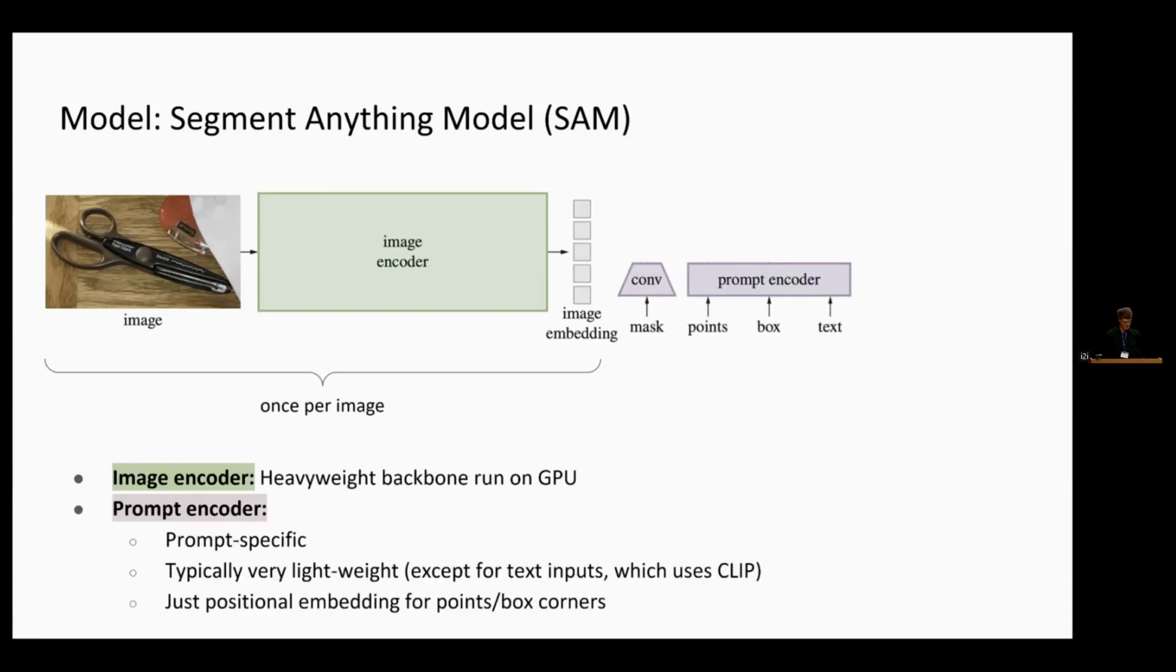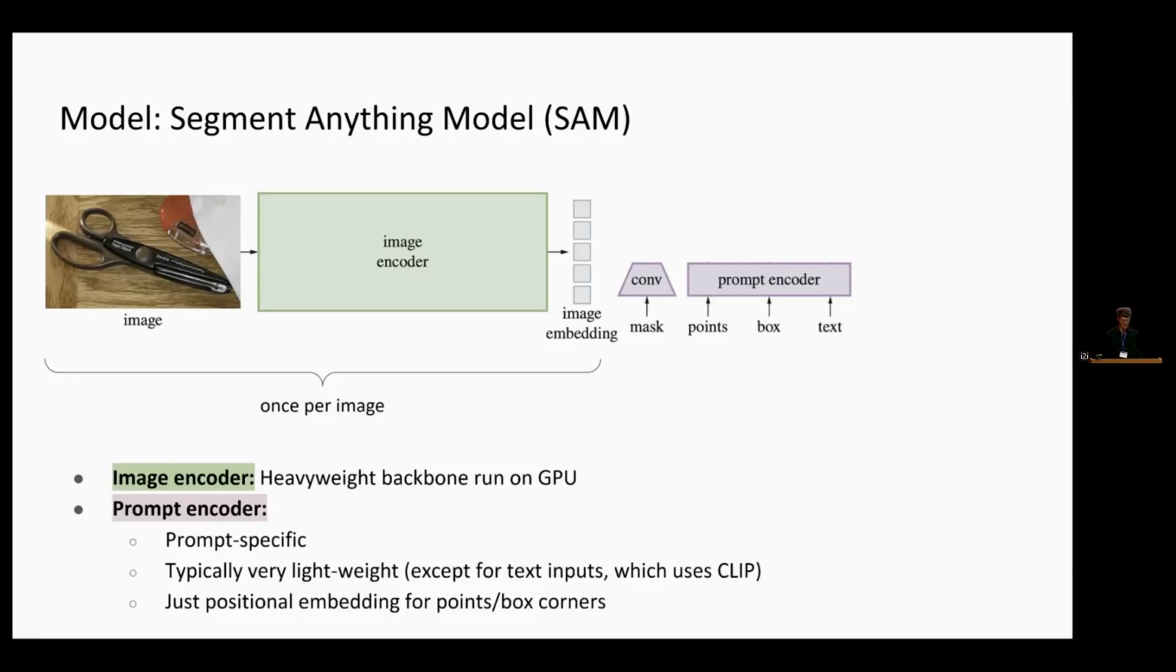So for prompts, we can code, for instance, the points and box inputs just via their positions and a single learned embedding that says what type they are. So are they a foreground point? Are they a background point? Is it a top left corner of a box? Is it a bottom right corner of a box? And that's the entire way we encode those inputs. The masks are encoded via a very tiny convolutional network that's also very cheap.